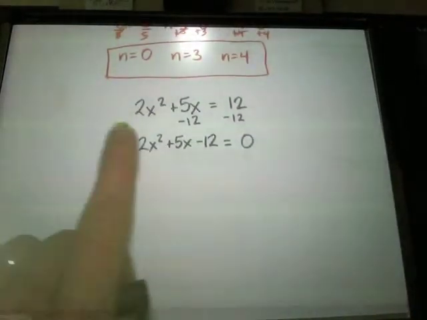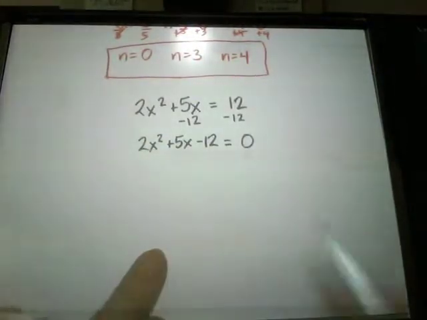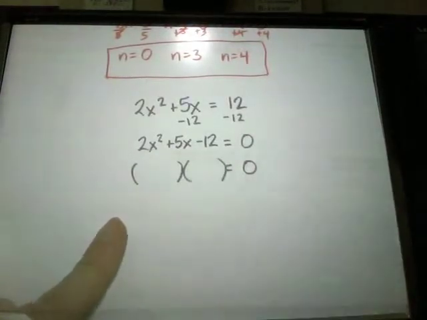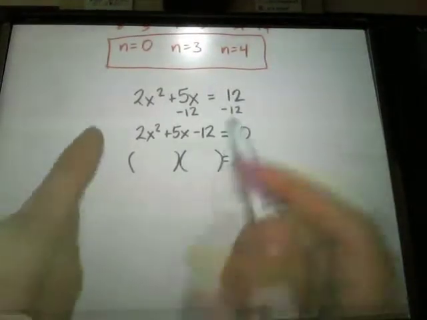Again, we want to think about the correct order for a trinomial: x squared first, then plain x, then no x. Now we need to factor this. The others were already done for us. This one is not. So first, make sure you have it equal to 0. Once it's equal to 0, then we can start factoring.